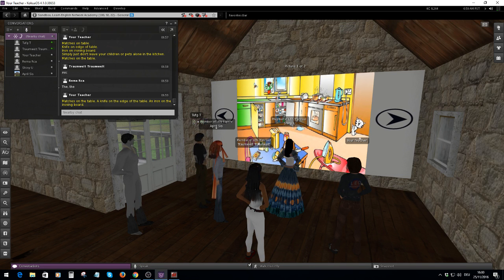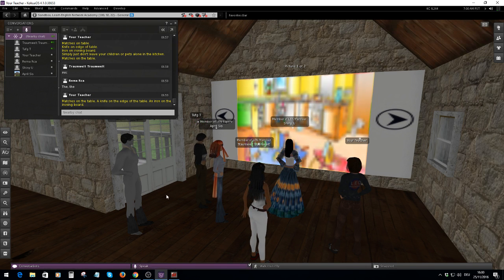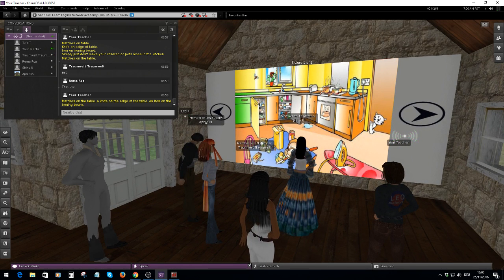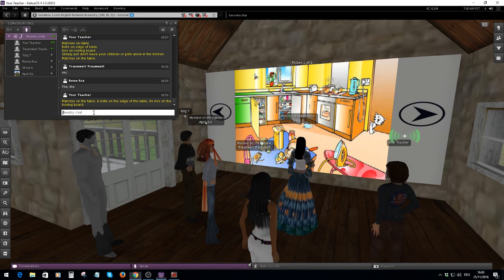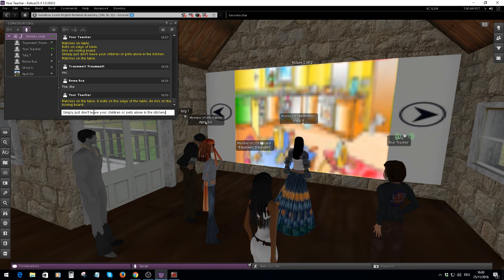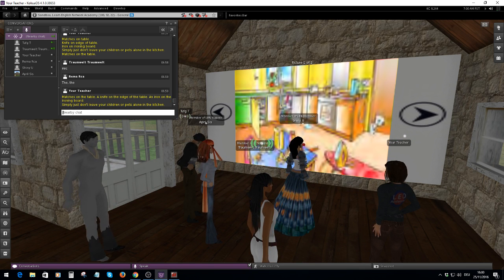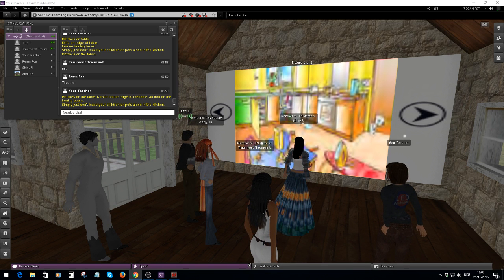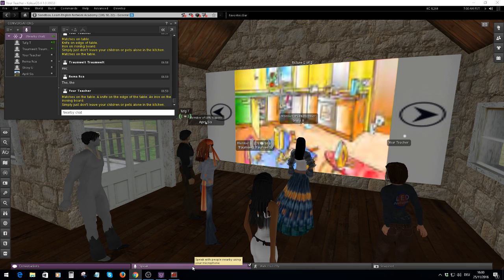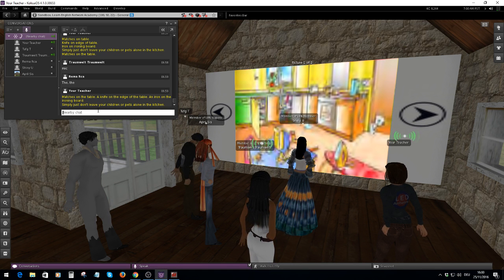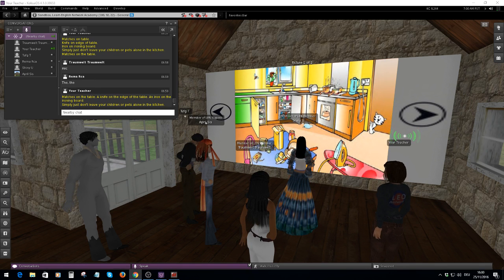Okay, matches on the table, a knife on the edge of the table, an iron on the iron. Yeah, it's difficult, isn't it? Ironing board. The ironing board. Okay, ironing board. Very good. And then the last bit. Say this as if you're really giving somebody strict advice, okay? Simply just don't leave your children or pets alone in the kitchen. Very good. Just don't do it. Excellent advice.